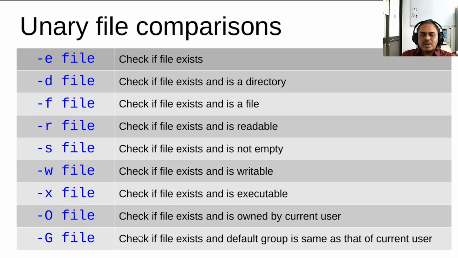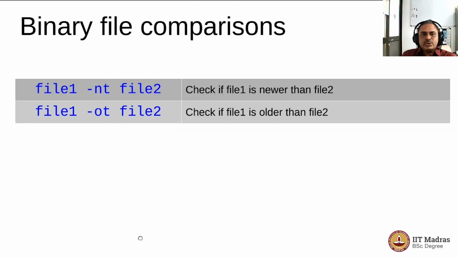Unary file comparisons are done by using a single character after a hyphen and then the file name. And you could check whether there is a file that exists by that name, whether it is a directory or a file. Is it readable, or is it empty? Is it writable? Is it executable? Or is it owned by the current user, or the default group of that particular file, is it the same as that of the current user? So you can perform all these checks with a single character using the unary file comparisons. You could also have binary file comparisons to check whether a file is newer or older than another file.